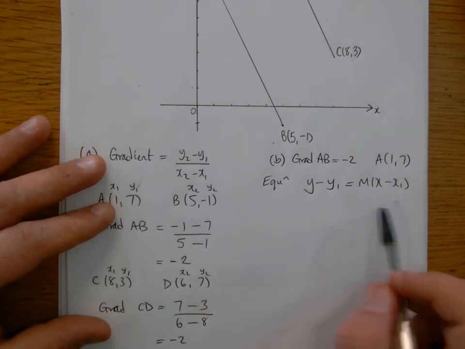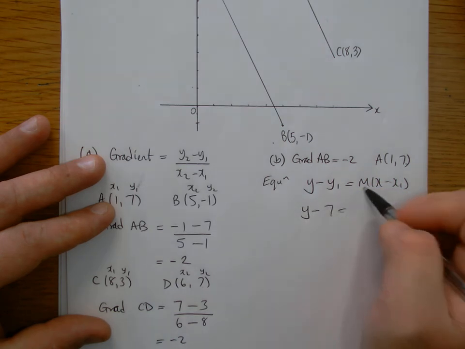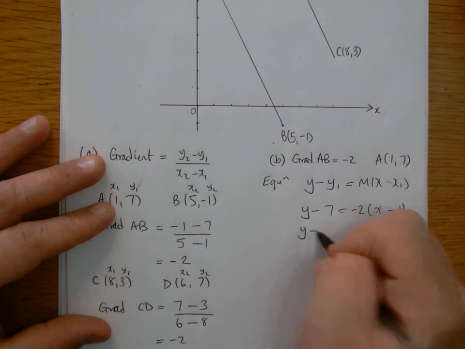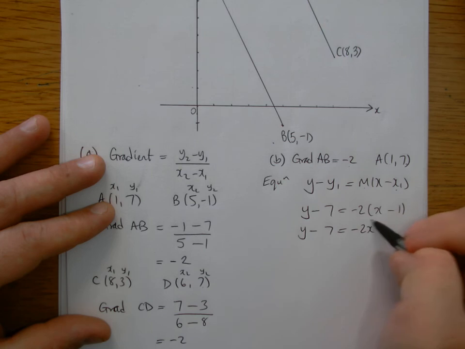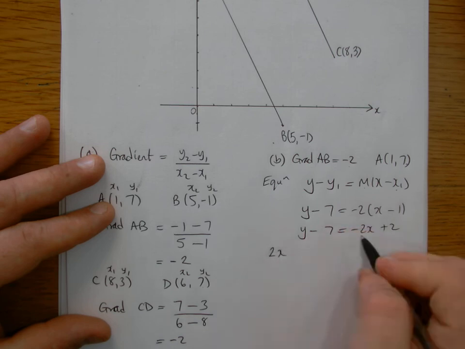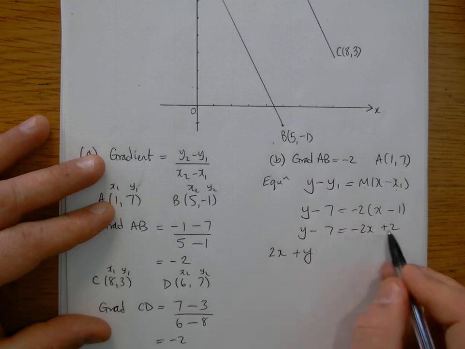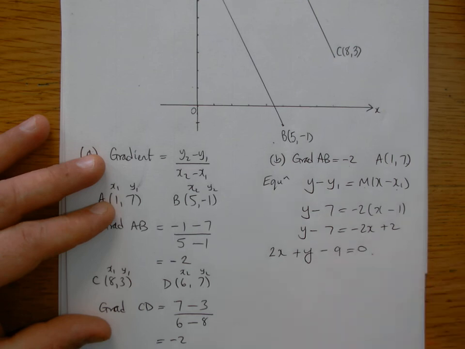So you just put your point in. Your y1 is 7, your gradient m is minus 2, and then your x1 is 1. So there you go. Just tidy this up a little bit, simplify it. We multiply out that bracket, so you get minus 2x and then plus 2 when you expand that bracket. And maybe get everything to the left hand side. So you'll have 2x, if I bring that minus 2x over, it becomes plus 2x, plus y, and then you've got minus 7, and then take that 2 over, it becomes minus 2, so you get minus 9 overall. So there's your equation for AB.